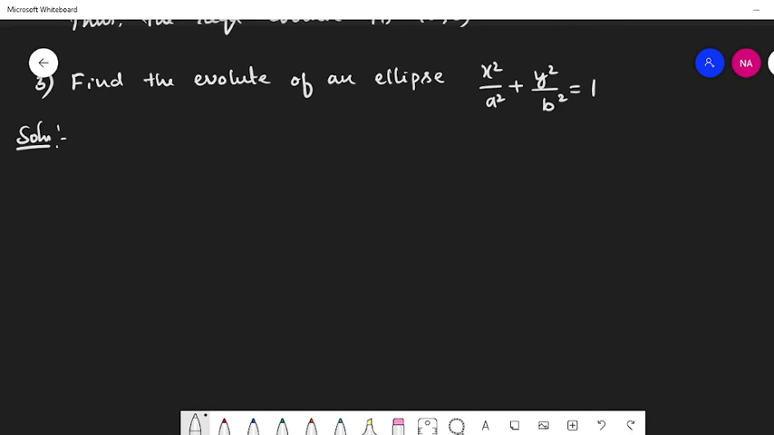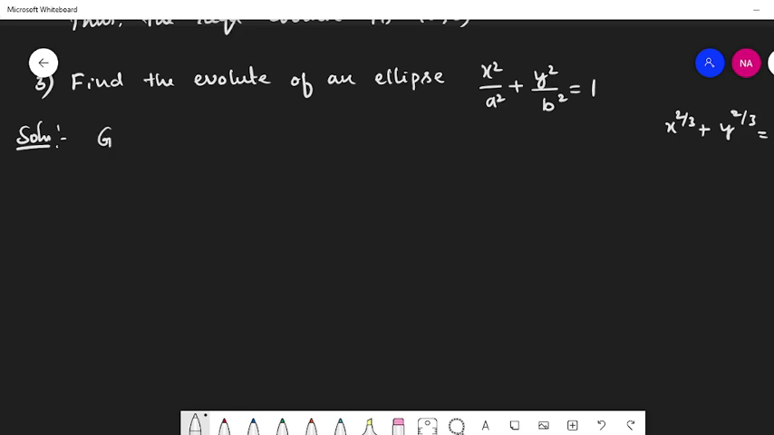By our observation, we know that the evolute of an ellipse is an asteroid. So finally, I have to get an equation of this form: x power 2 by 3 plus y power 2 by 3 equal to some constant power 2 by 3. So that you should keep in your mind.